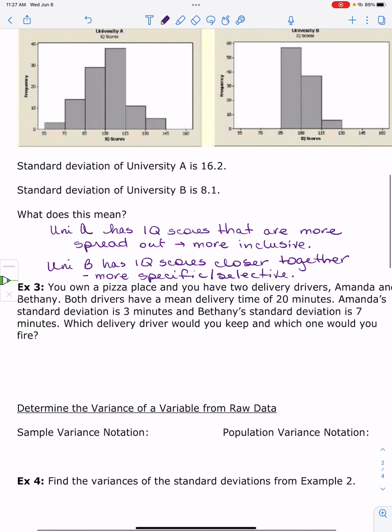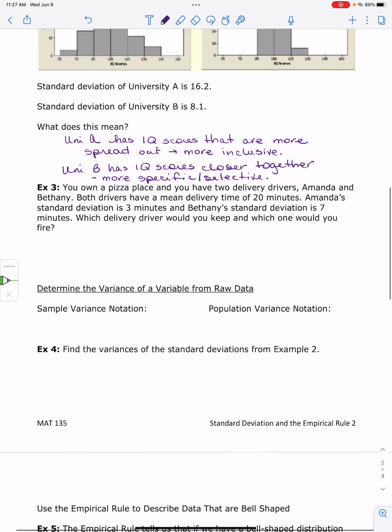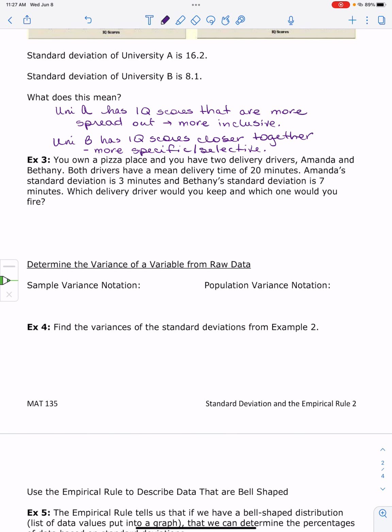Okay. Example 3, we own a pizza place and we have 2 delivery drivers, Amanda and Bethany. Both drivers have that mean, that average delivery time of 20 minutes. Amanda's standard deviation is 3 minutes and Bethany's standard deviation is 7 minutes. This one's a little brutal. Which delivery driver would you keep and which one would you fire?